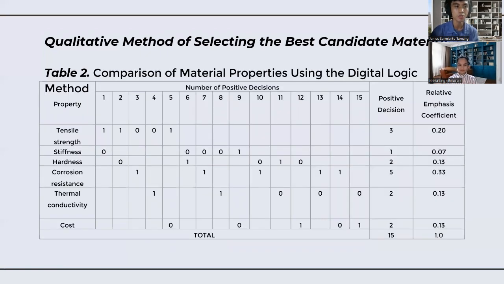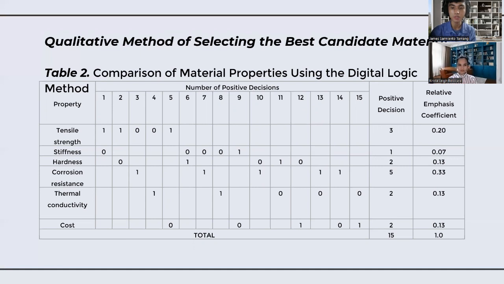So table 2 shows the comparison of material properties using digital logic. So in selecting the material to construct the PFR, several factors need to be considered. These properties include tensile and yield strength, stiffness, hardness, corrosion resistance, thermal conductivity, and cost. The digital logic method is used to assess the properties mentioned to narrow down the selection. The digital logic method is used to compare the properties from one another.